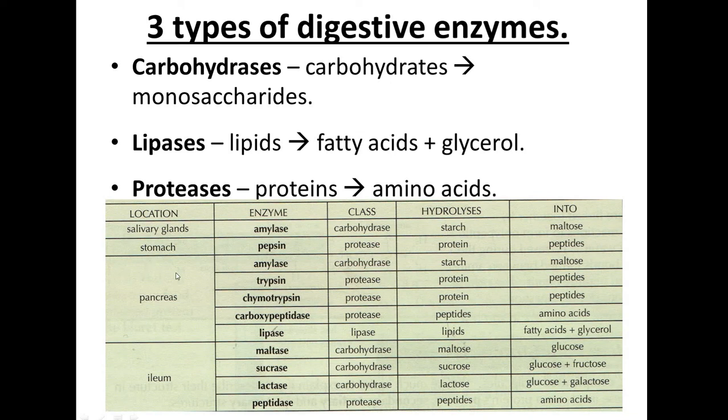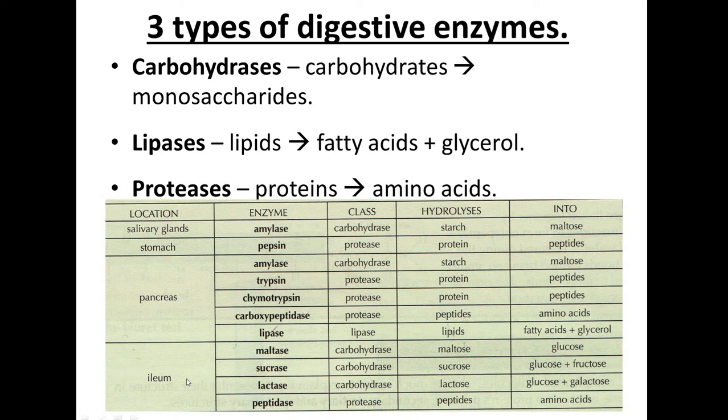In the pancreas you get quite a lot of enzymes. You've got amylase, which breaks down starch into maltose, trypsin, a type of protease which breaks down proteins into peptides, chymotrypsin, also a type of protease which breaks down proteins into peptides, carboxypeptidase, a type of protease which breaks down peptides into single amino acids, and lipase, which breaks down lipids into fatty acids and glycerol.